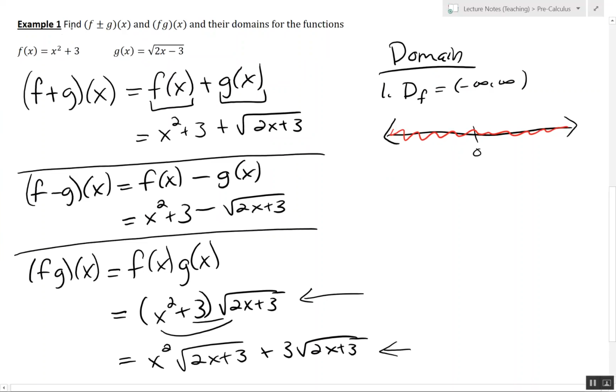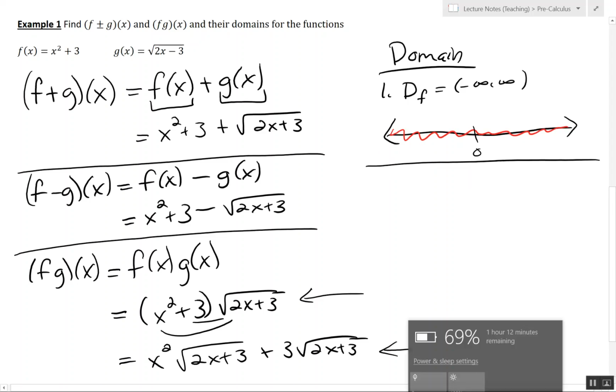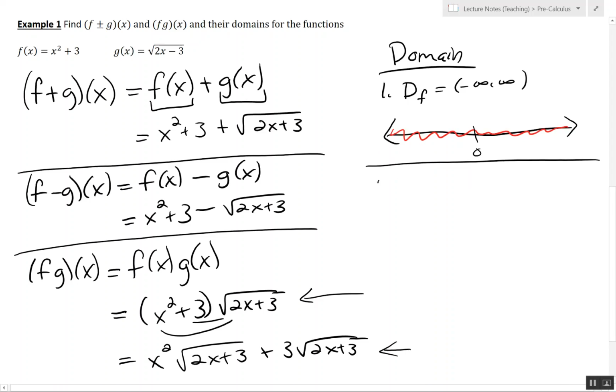So now we want to find the domain of g. Well, how do you find domains of radicals? Remember, we're going to take the part under the radical and set it greater than or equal to 0 and solve for x.